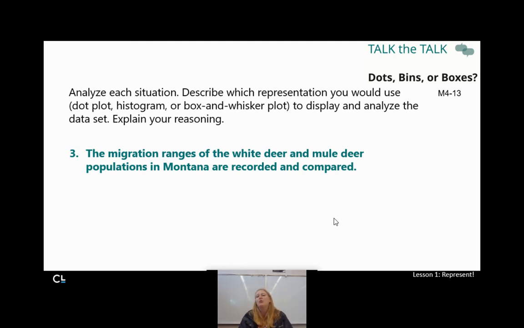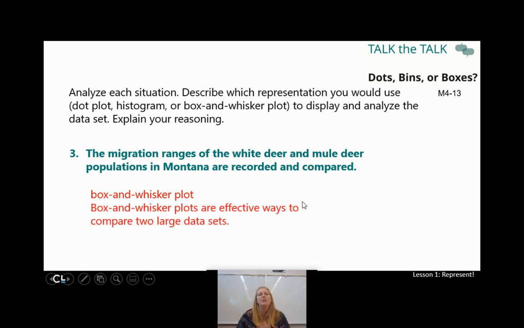Number 3, the migration ranges of white deer and mule deer populations in Montana are recorded and compared. All right, the fact that I have 2 chunks of data, white deer and mule deer, and I want to compare the 2 sets of data, tells me I want to do a box and whisker plot because that was a lot easier, right? It's hard to compare data on bar graphs, on histograms, and it's impossible to compare data on a dot plot. I'm just putting dots on there. I don't know who's who or what's what. So I'm going to go with the box and whisker plot. That's the easiest way to be able to compare 2 large sets of data.